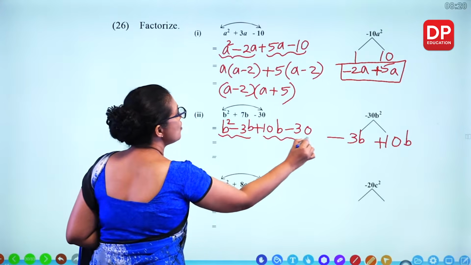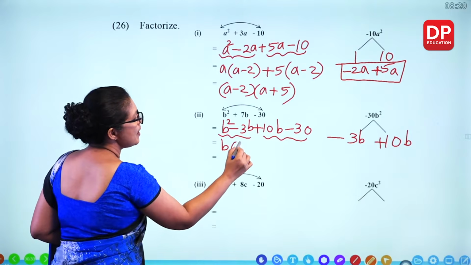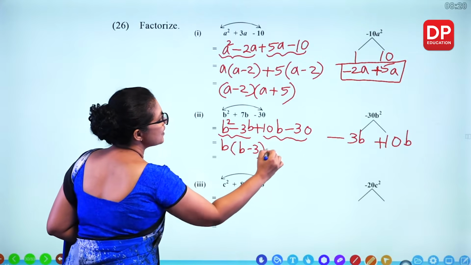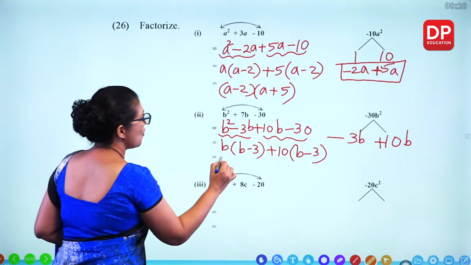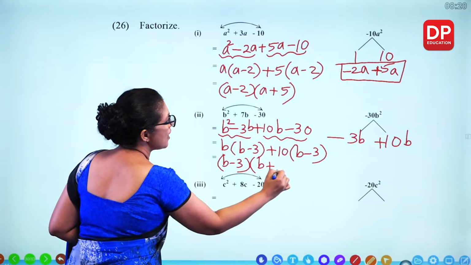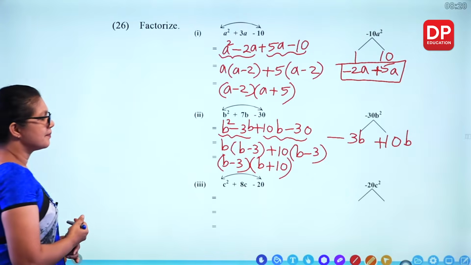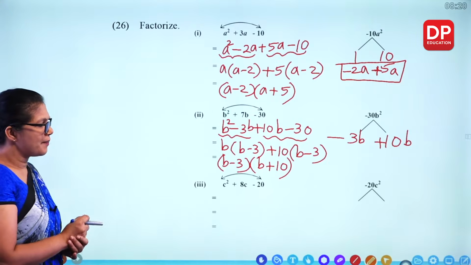Take first 2 and last 2 separately. Here we can take b out. This one you can take 10 out. Now b minus 3 is common and here b plus 10. Now try to find out the factors at once.